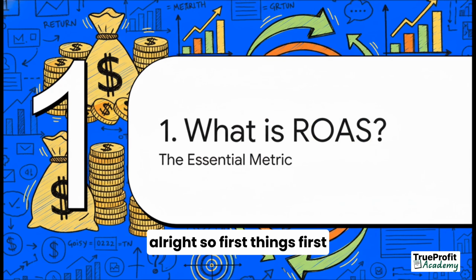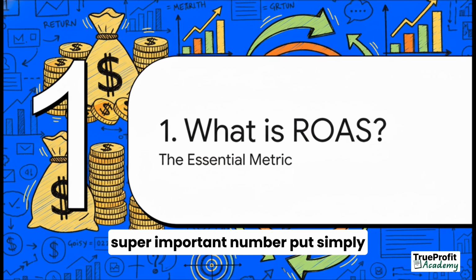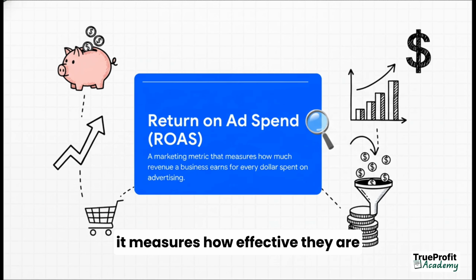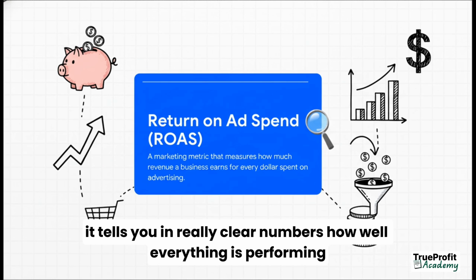All right, so first things first, what exactly is ROAS? Let's break it down and get a really solid handle on this super important number. Put simply, ROAS is like a report card for your advertising campaigns. It measures how effective they are by drawing a straight line from your ad spend to the revenue that comes in. It tells you in really clear numbers how well everything is performing.